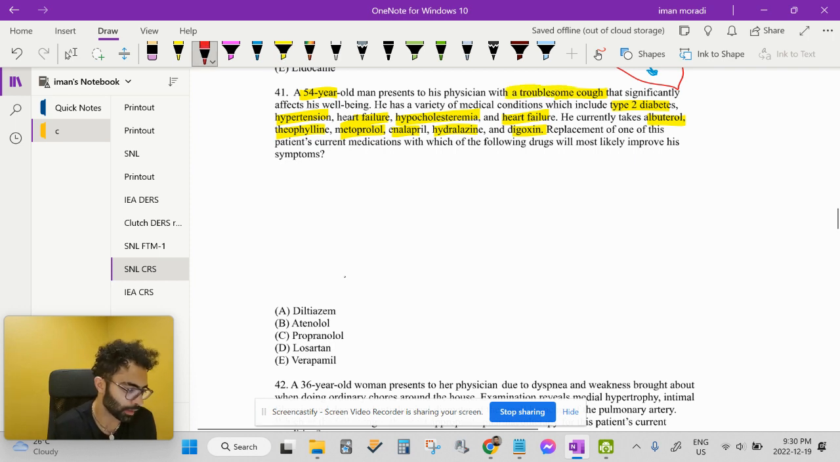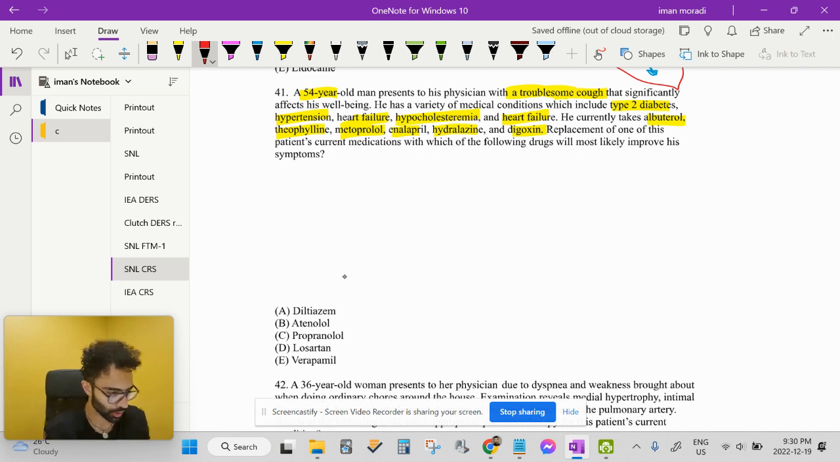I saw theophylline, and when I saw hypocholesterolemia and heart failure twice, I thought it's not a super well-written question, because theophylline is rarely used. Hypocholesterolemia, I don't even think that's a thing, right? Heart failure twice, so it's just not a well-written question. But to summarize, one of these drugs is giving him a cough.